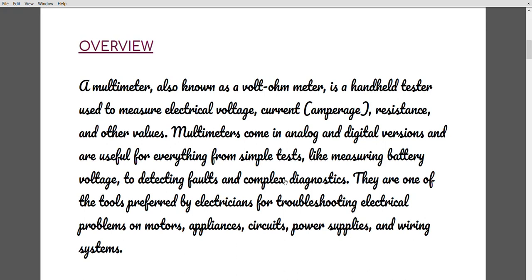First of all, we have to see what a multimeter is. An overview: a multimeter, also known as a volt ohm meter, is a handheld tester used to measure electrical voltage, current, resistance, and other values. Multimeters come in analog and digital versions and are useful for everything from simple tests like measuring battery voltage to detecting faults in complex diagnostics. They are one of the tools preferred by electricians for troubleshooting electrical problems on motors, appliances, circuits, power supplies, and wiring systems.